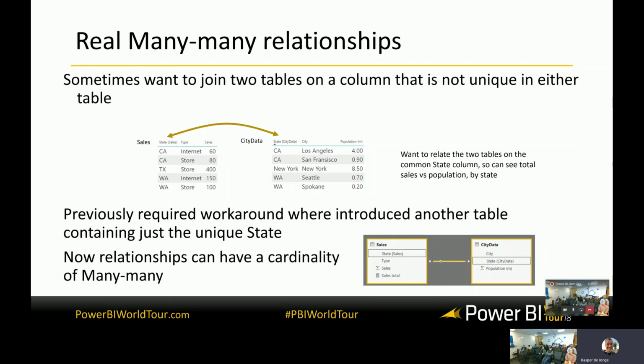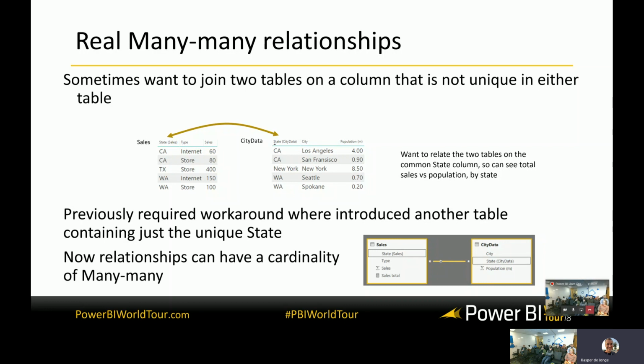Because in general, what it does, it tries to generate a one-to-many relationship. Actually, in the past, we would automatically turn on bidirectional cross-filtering as well. That led to many problems, so we turned it off quickly. Now the basic is we do one-to-many relationships. We do real many-to-many relationships, but only when you want to join two tables that are not unique in either table. That's what you see here.